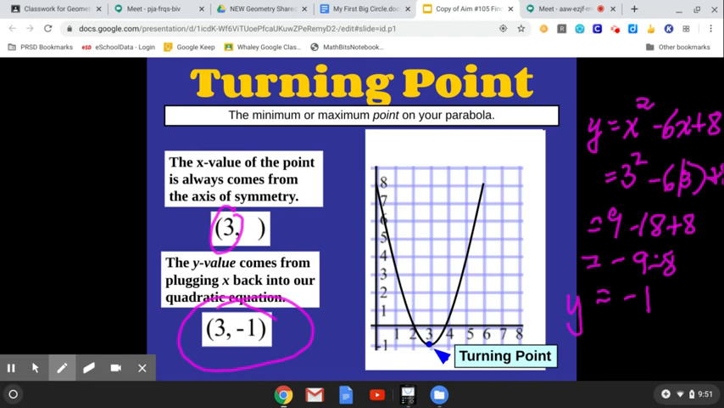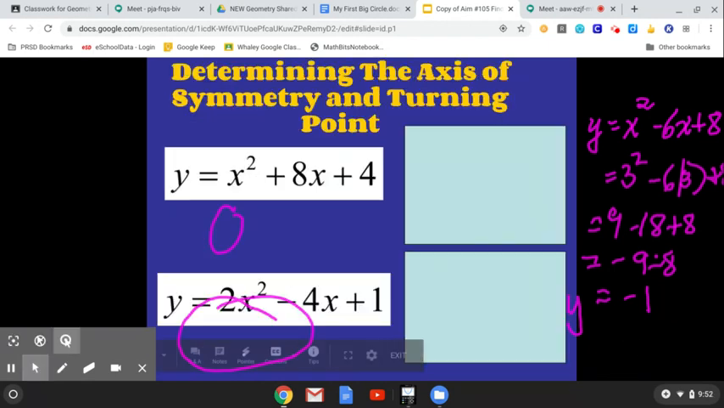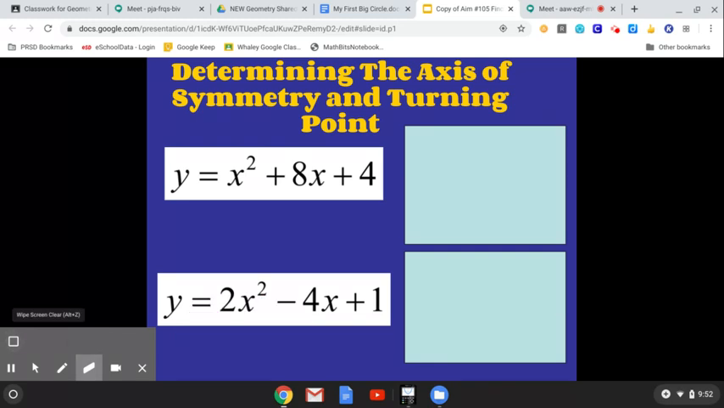Okay. Let's look at one together, and then we'll do it both on the calculator and by hand. We're not going to do both of these. We'll do the top one. Let me erase my work here. Okay, so it says find the axis of symmetry and find the turning point. So we'll do the top one.